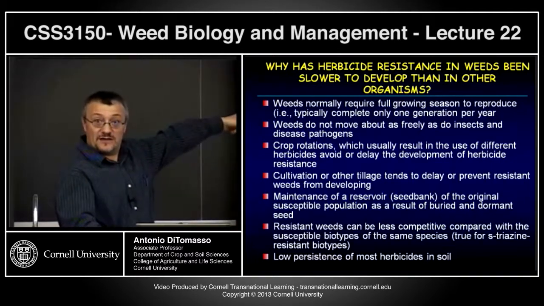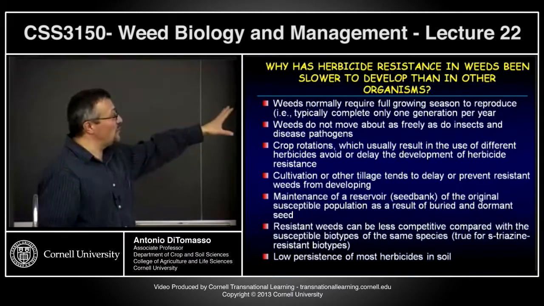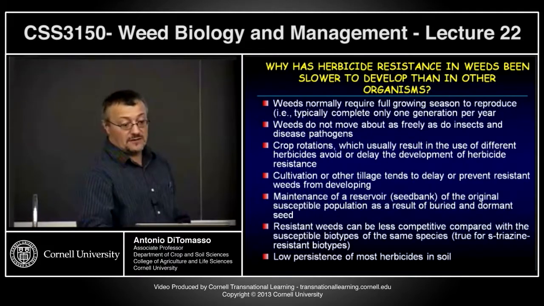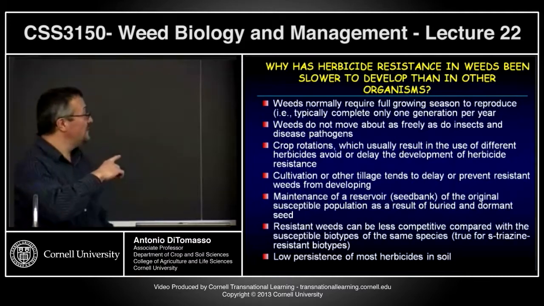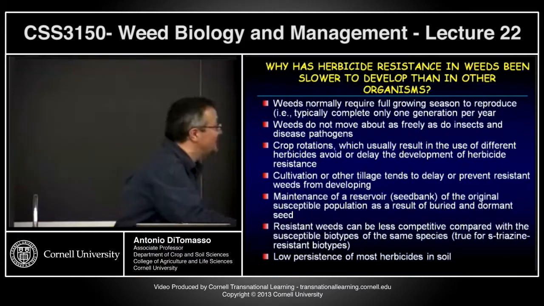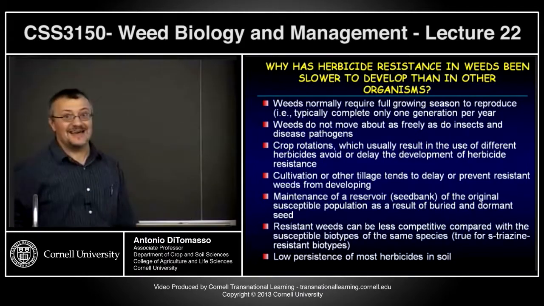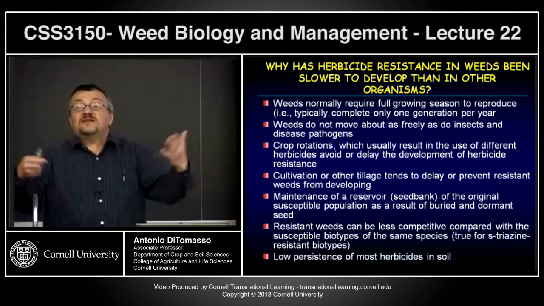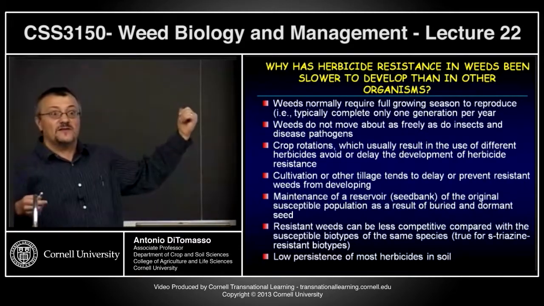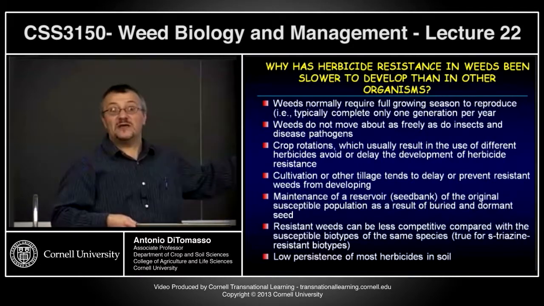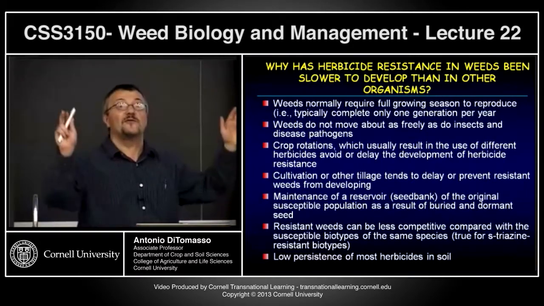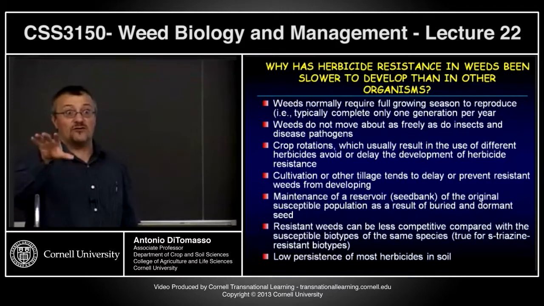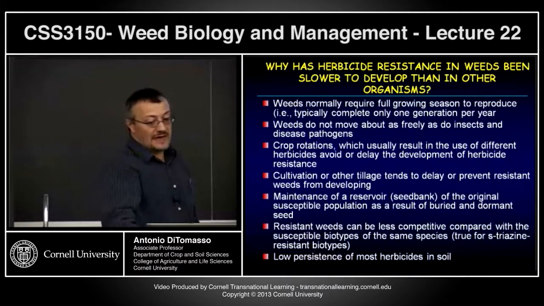Maintenance of a reservoir, we talked about that. The seed bank, okay, a susceptible population because of these dormant seeds. So we thought, oh yeah, these are all factors that would have definitely slowed it down. Resistant weeds can be less competitive, and that's what I just said. It turned out to be true for the s-triazines, but not at the time. Remember, when we developed this, the triazines were where we had seen resistance. We hadn't seen it in some of the others. So we thought, oh, cool, they're all going to be this way. They're resistant, but they're going to maybe be outcompeted by the susceptible. So let's keep the pool like a refugia. And low persistence, in general, of most herbicides in soil. That turned out to be not the case.